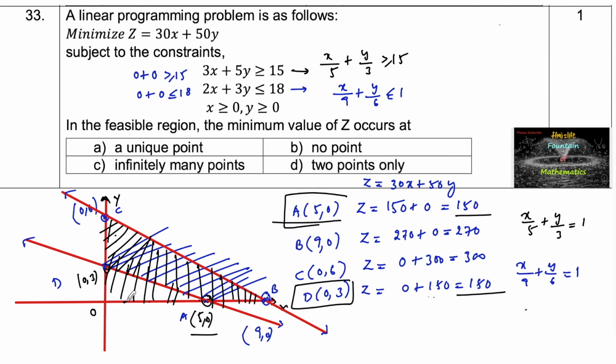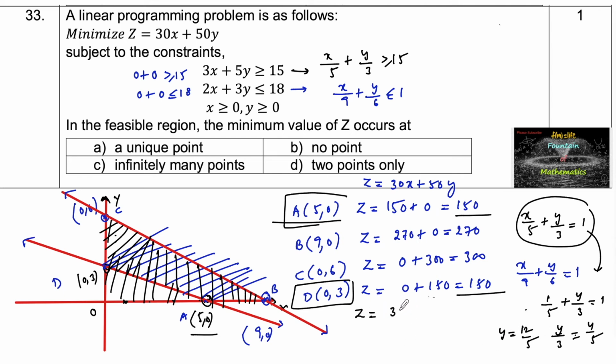Okay, let us verify with a point here. For x is equal to 1, substitute here: 1 upon 5 plus y upon 3 is equal to 1, or we can write y upon 3 is equal to 1 minus 1 upon 5, that's 4 upon 5. So we will get y is equal to 12 upon 5. Let us check this in the objective function. Z is equal to 30 into 1 plus 50 into the y value, 12 upon 5. So 30 plus 120 is 150.